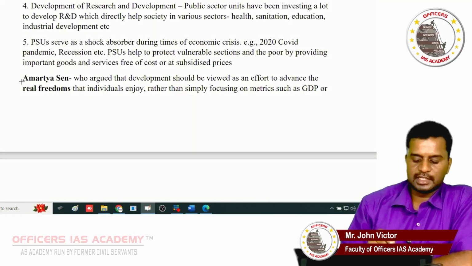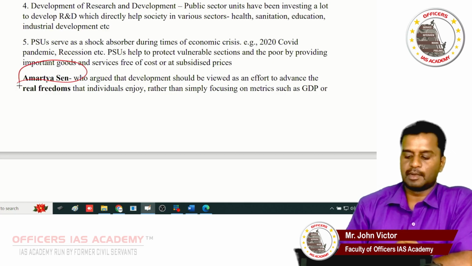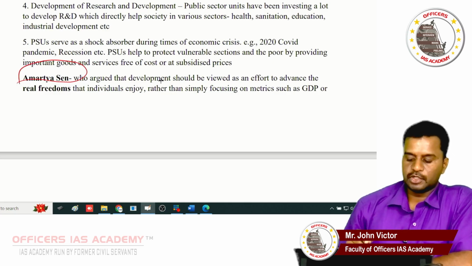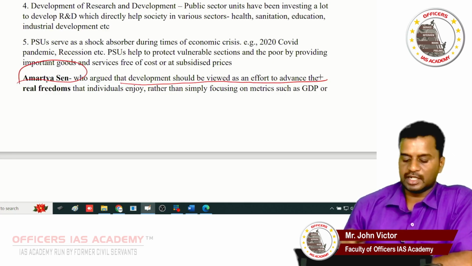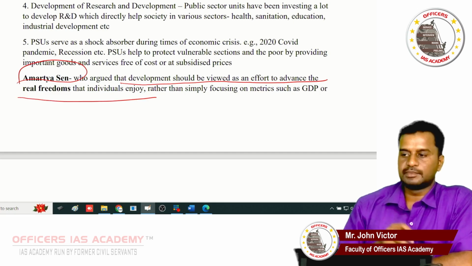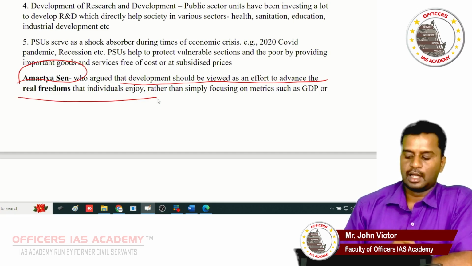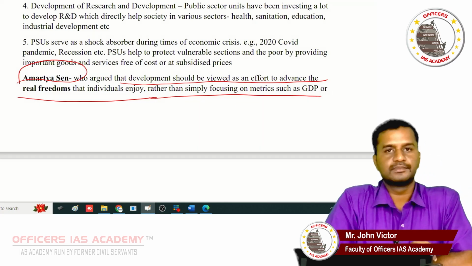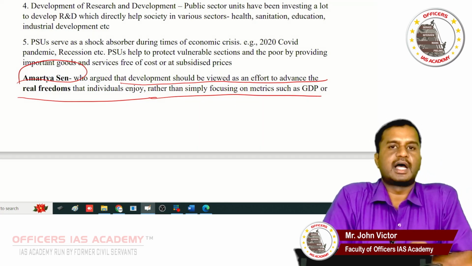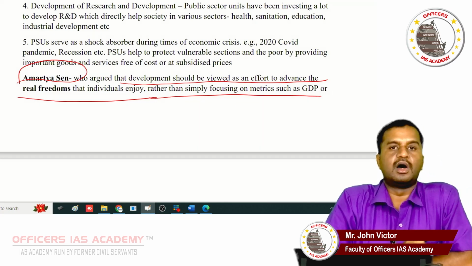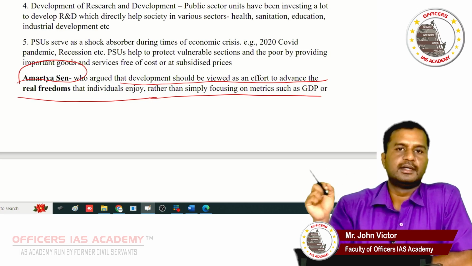You can also mention Amartya Sen, who spoke about developmental democracy. According to him, development should be viewed as an effort to advance the real freedoms that individuals enjoy rather than focusing on metrics such as GDP. So Planning Commission's ideology was based on the welfare of the people.